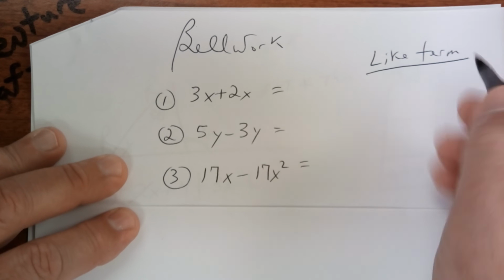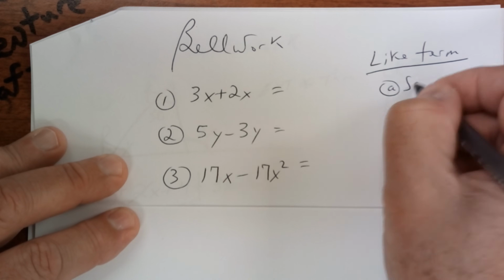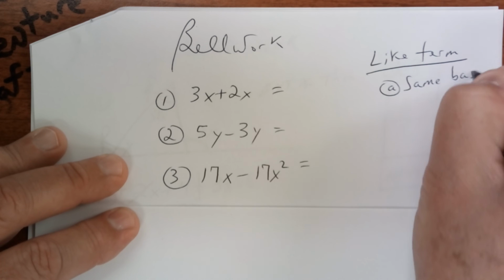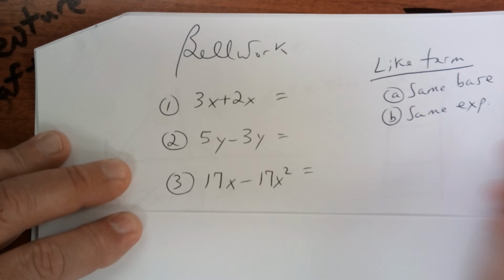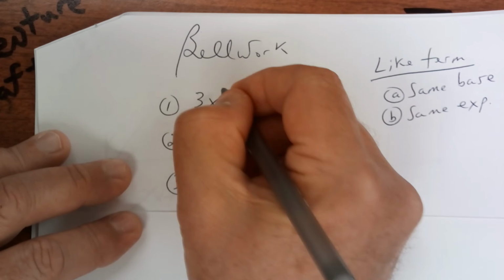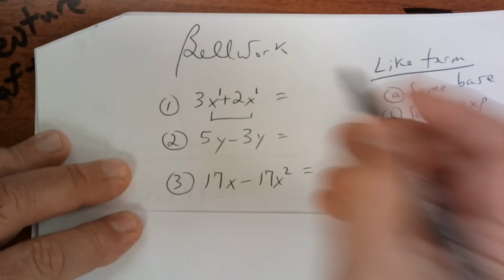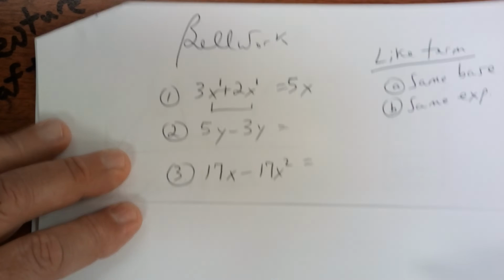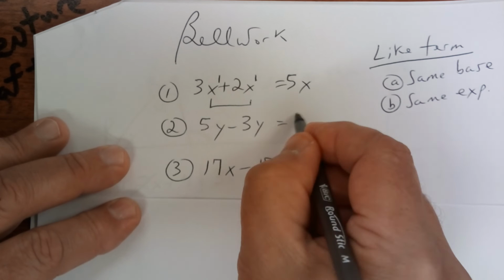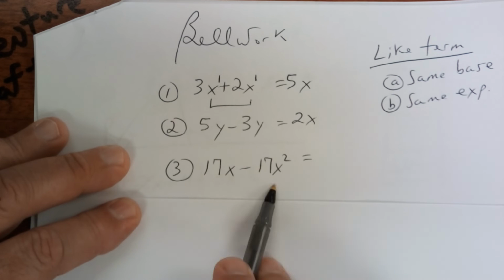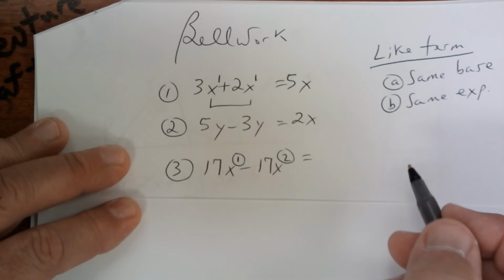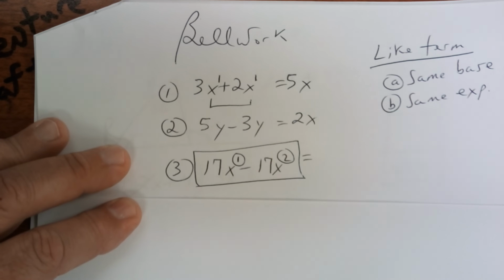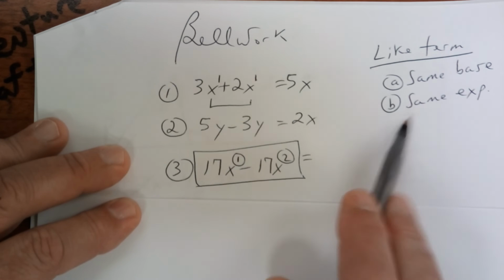Like terms have the same base and the same exponent. The same base and the same exponent. So here's the base here, and the exponent is 1. So this is going to be 5x. This one right here is like terms, so this is going to be 2x. These are not like terms because the exponents are different. So the answer is all of that. You can't do anything with it. Okay? They must be like terms. All right, let's go on.